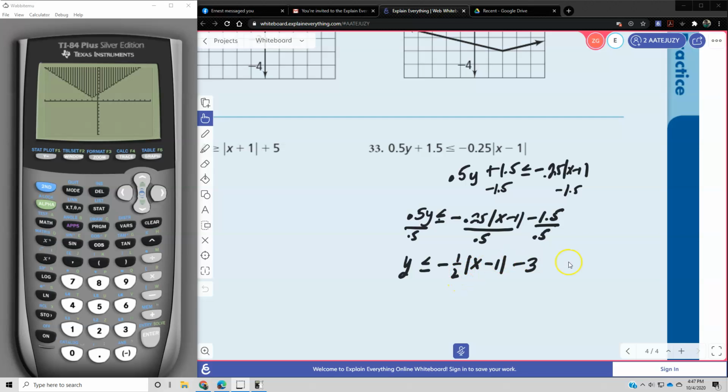So that 1/2 is going to make the graph wider. The negative is going to reflect. The minus 1 is going to shift to the right, and the minus 3 is going to shift 3 units down. Okay. Go ahead and graph.